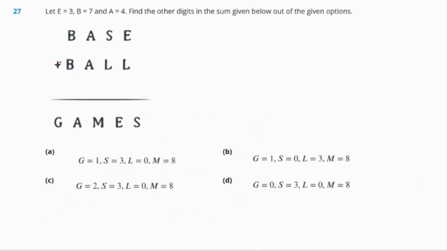Next question. Let E is equal to 3 and B is equal to 7 and A is equal to 4. Find the other digits in the sum given below out of the options. So here you can see all the different digits are for different letters. Some of them are given in the question, like E 3, B 7, A 4. Okay, so here you can see E and L, we are getting S. Okay, let's see. E is 3 and B is 7, they are saying, and A is 4 only. Okay, A is 4. Okay. And here 3 is 3.